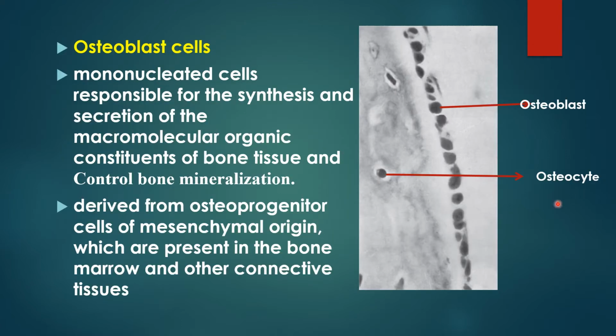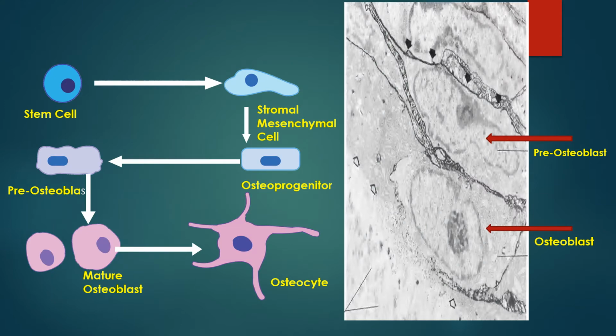Osteoblast cells are mononucleated cells that secrete the macromolecular organic constituents of bone tissue and control bone mineralization. They are derived from osteoprogenitor cells of mesenchymal origin. This is the pre-osteoblast in electron microscope, and this is the osteoblast.